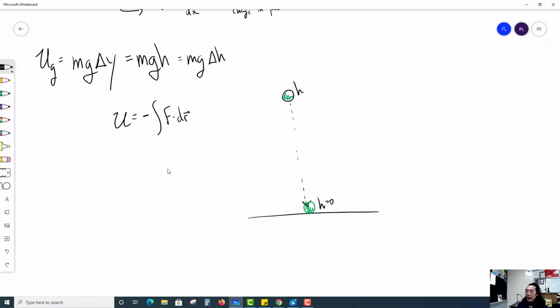Our starting height is 0. No, excuse me, our final height is 0, and our starting height is h. Okay? All right, next line. Our force that will be pulling on this object will be the force of gravity, and we know that force of gravity is equal to m times g, so we'll put that in there, m times g dot dr, and we will integrate this.